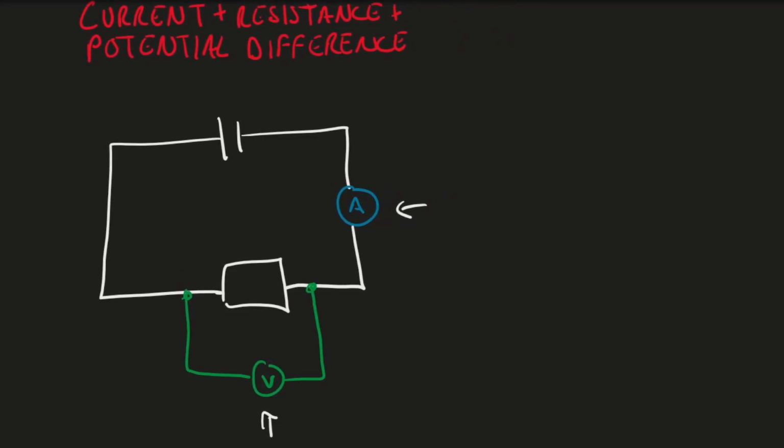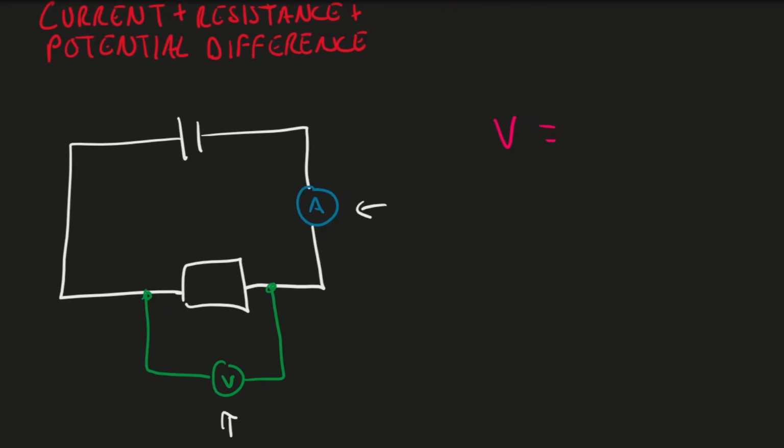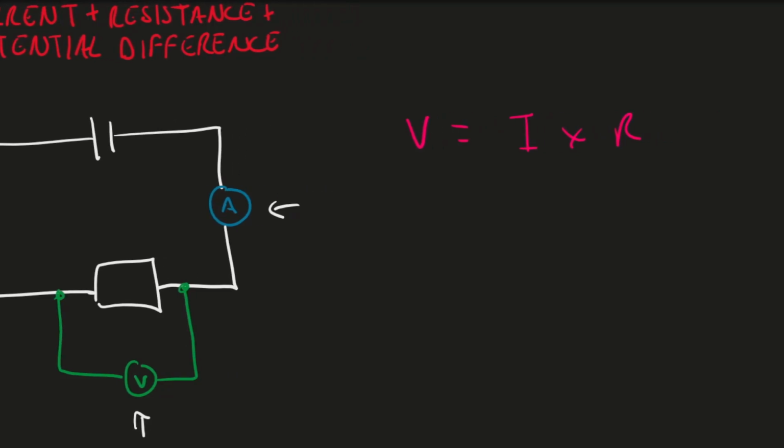But the key fundamental concept for this video is this equation here, that the voltage or the potential difference across a component is equal to the current multiplied by the resistance. And we can actually label these. So this is your potential difference, this is your current, and this is your resistance.